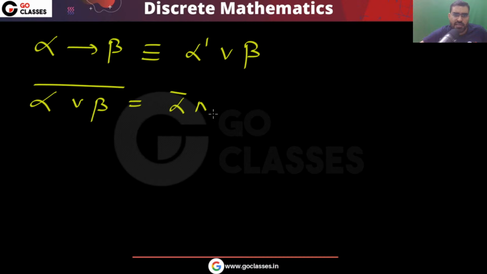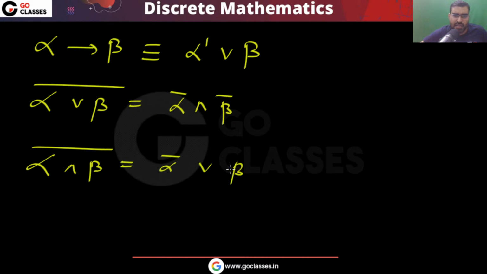These things are very important. Alpha implies beta is the same as alpha dash or beta. Another thing is the negation of alpha or beta will be alpha negation and beta negation. Another is the negation of alpha and beta, that will be alpha negation or beta negation.